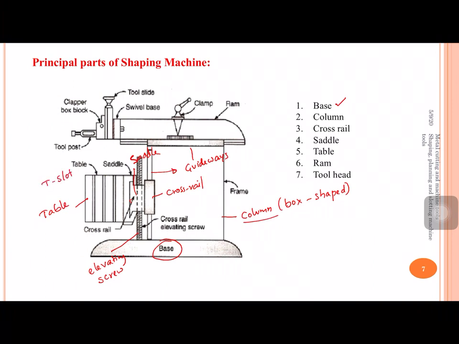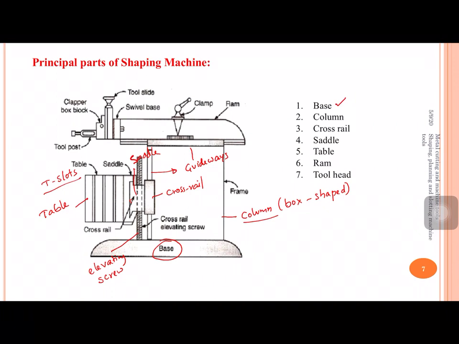T-slots are typically used to hold the work part by using clamps and bolts, T-bolts and clamps. Not only T-bolts and clamps, you can also use other work holding devices, namely shaper vices. You can use V blocks or some other types of work holding devices.